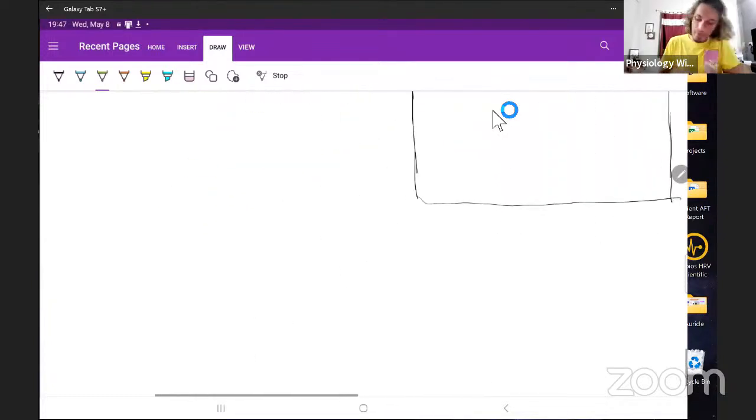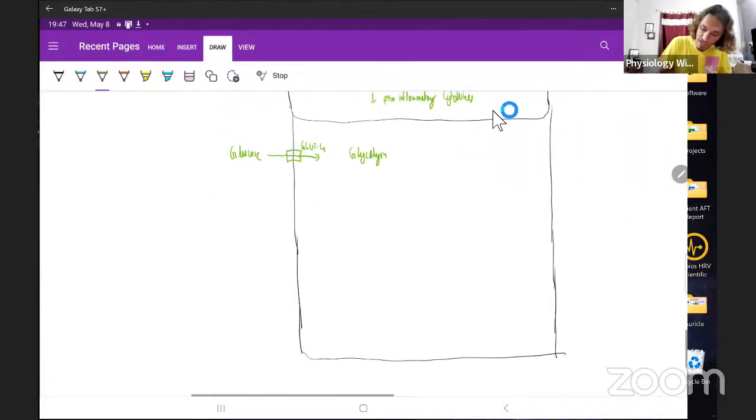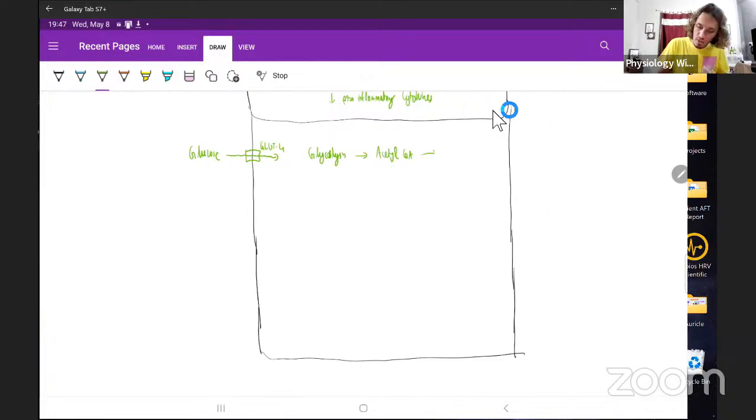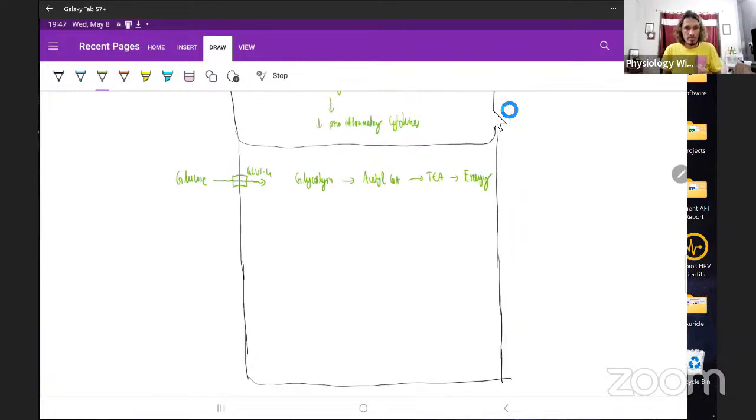Once glycolysis happens, one of the end products of that is your acetyl-CoA. And then it's going to go to your TCA cycle and give you energy. So this is generally how it works in our body. You get glucose. From glucose, it goes into the cell and it is used for glycolysis. And then finally it goes to the TCA cycle and then you get energy.